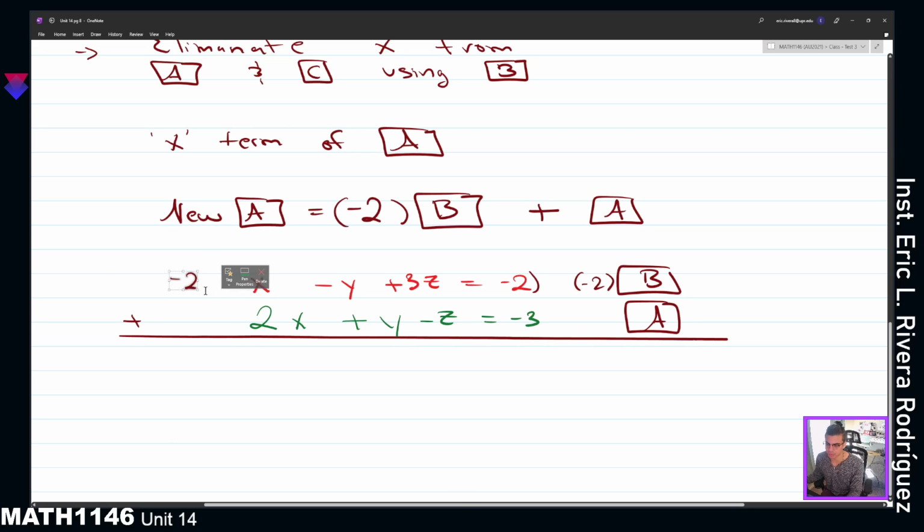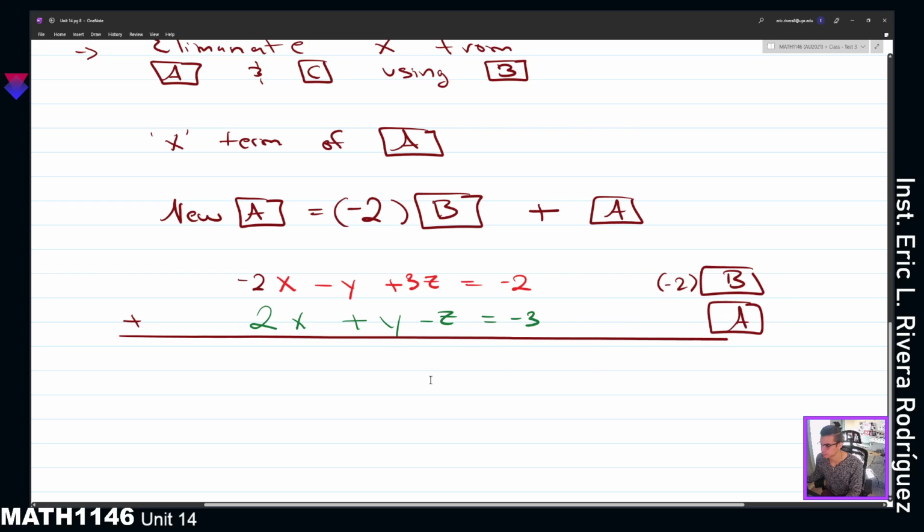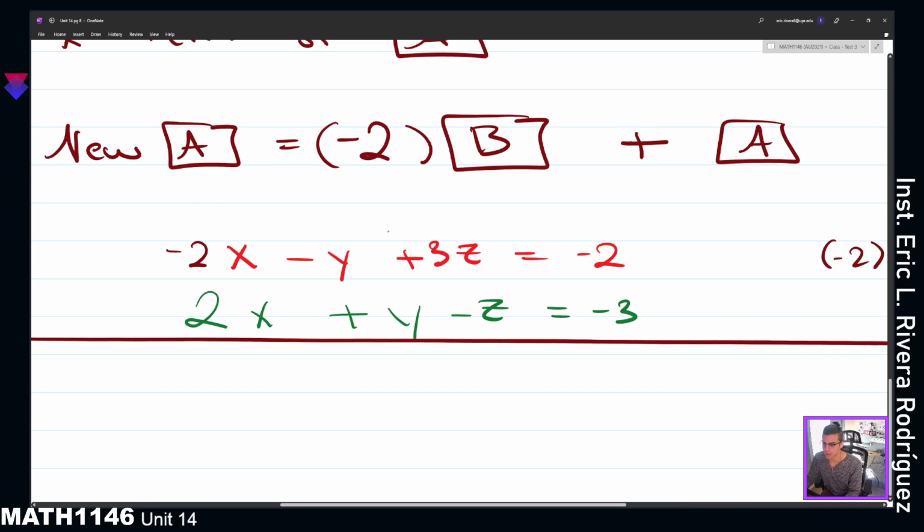So I'm going to have negative 2x, then positive 2y, and then negative 6z, and then positive 4. All right?